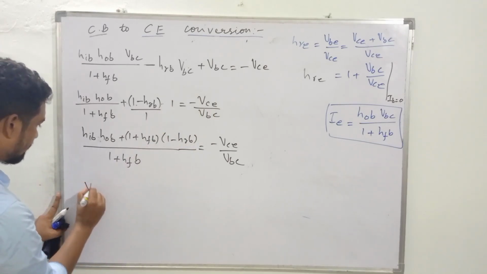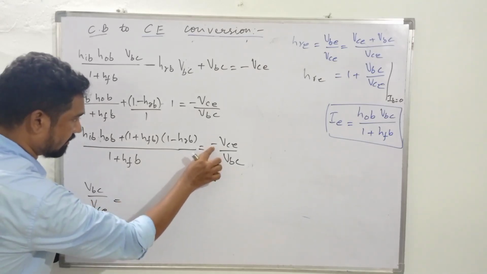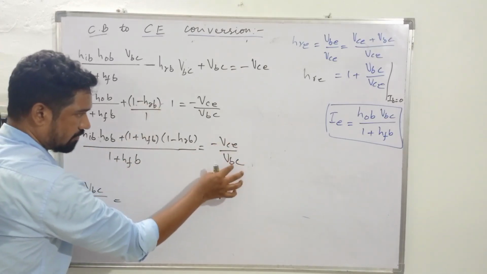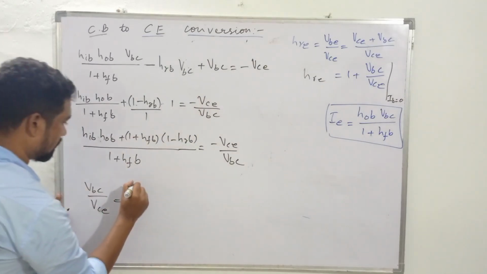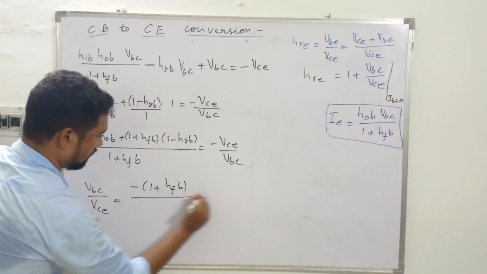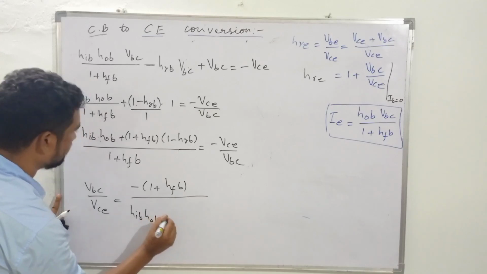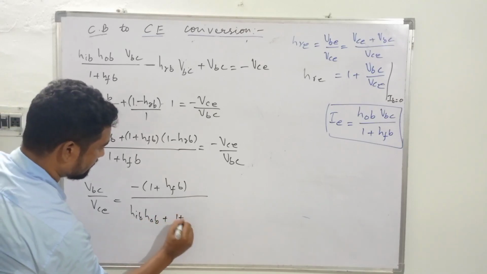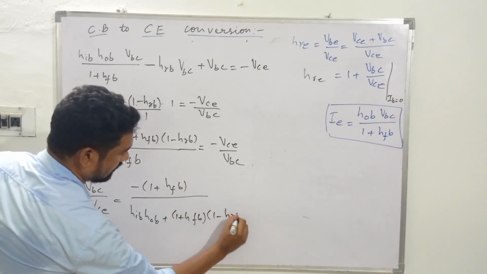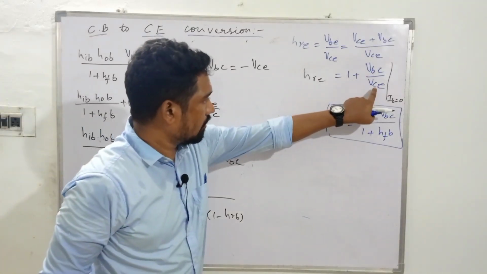What is that? VBC by VCE will be equal to, we have this negative that cannot be neglected, that negative appears over here. Reciprocal, negative VCE by VBC, we want this ratio, so the reciprocal: minus of 1 plus HFB upon HIB HOB plus 1 plus HFB into 1 minus HRB. All right, guys, so this is the expression for VBC upon VCE.